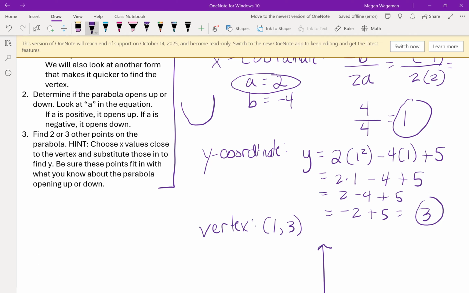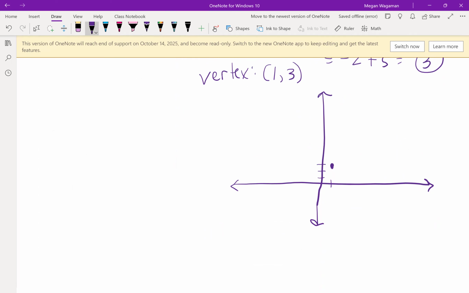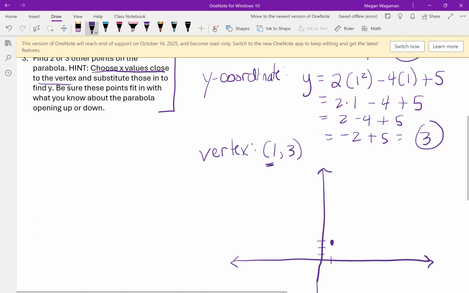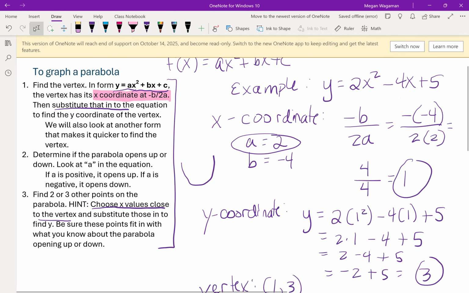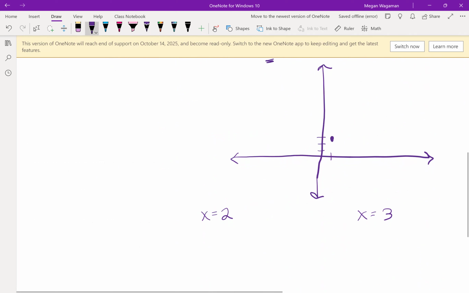But to get a better sense of how steep the sides are, I can find 2 or 3 other points on the parabola. Just a hint so we don't wind up with super big or super small values: if we choose x's close to the vertex, that's going to be more reasonable to fit on the graph. So our vertex is at 1. I'm going to see what happens if I do x equals 2 and x equals 3, a little larger than the point 1. I'm going back to this original equation, y equals 2x squared minus 4x plus 5. I'm just going to write that over here.